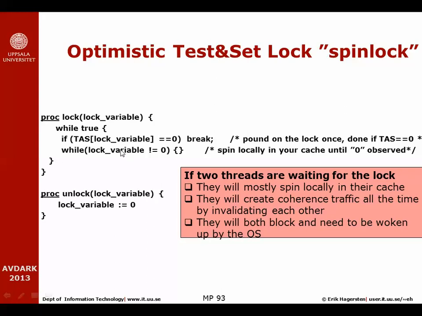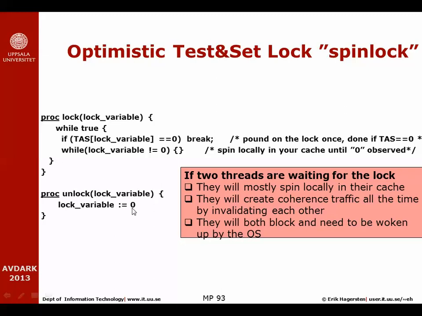And load operations you can do locally in your cache. So both threads will get a readable copy in the cache and it will happily spin at full speed very quickly in the local cache until the thread in the critical section decides to leave the critical section and change the value of the lock variable to 0.